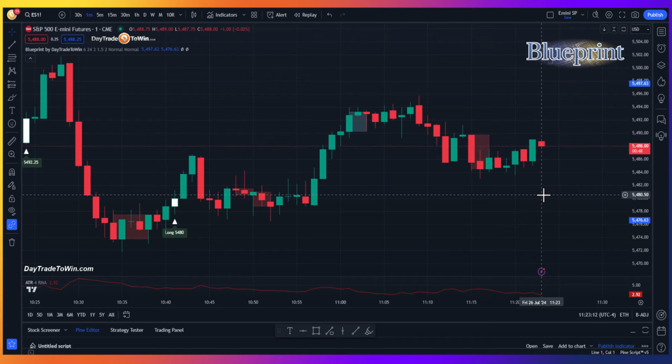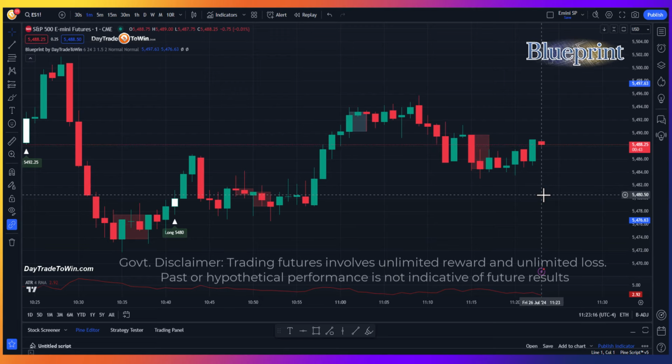I'm going to show you the signals and explain to you exactly how the method works and show you the back end so you have an understanding. Before we begin, remember that trading is risky. Please don't trade with funds you can't afford to lose.